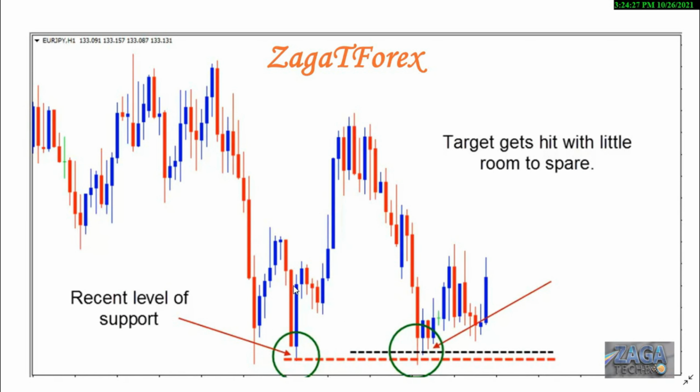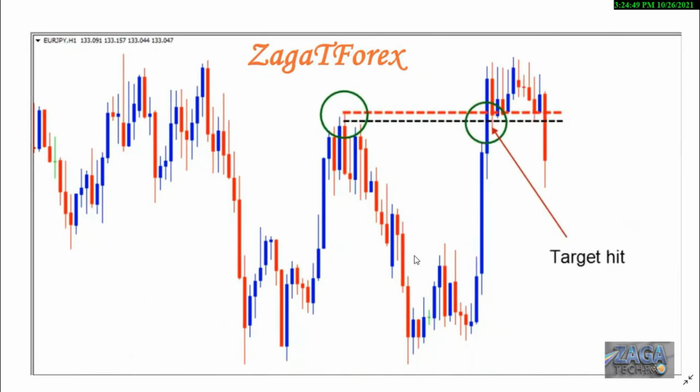I don't want to move into patterns, so let's not go into that now. This is on the topic of support and resistance areas as a target. You can all see how well this played out. In this case, the price moved beyond it, guys.